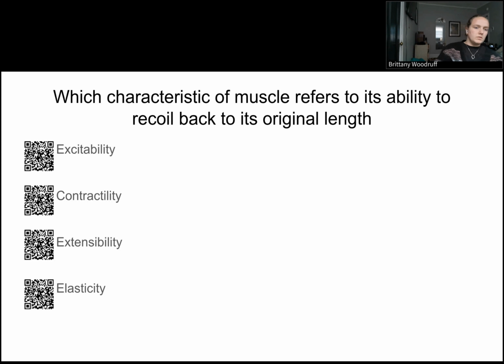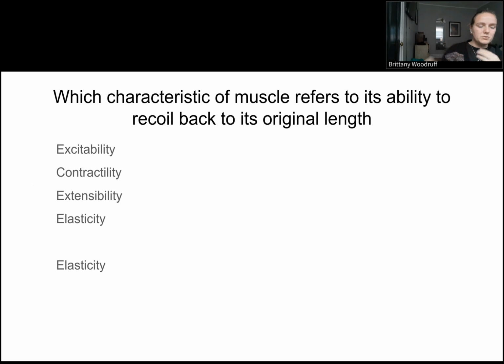Yeah, so elasticity is going to allow it to recoil back to its original length. Like the example I always use: I hit the desk and it goes back to its original shape. If I hit a ball of Play-Doh, the ball of Play-Doh is going to stick in that shape after I've hit it. So it has low elasticity, whereas the desk has high elasticity.